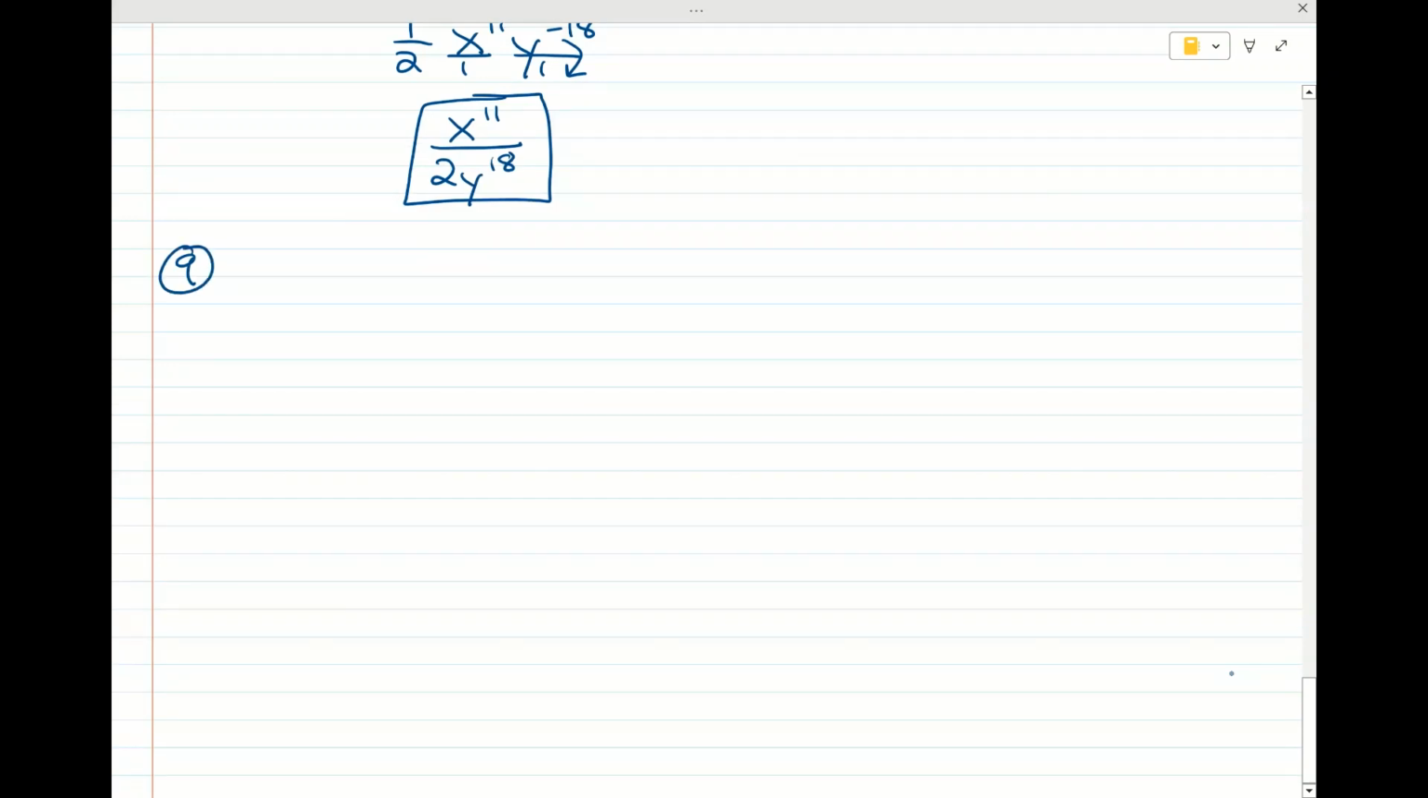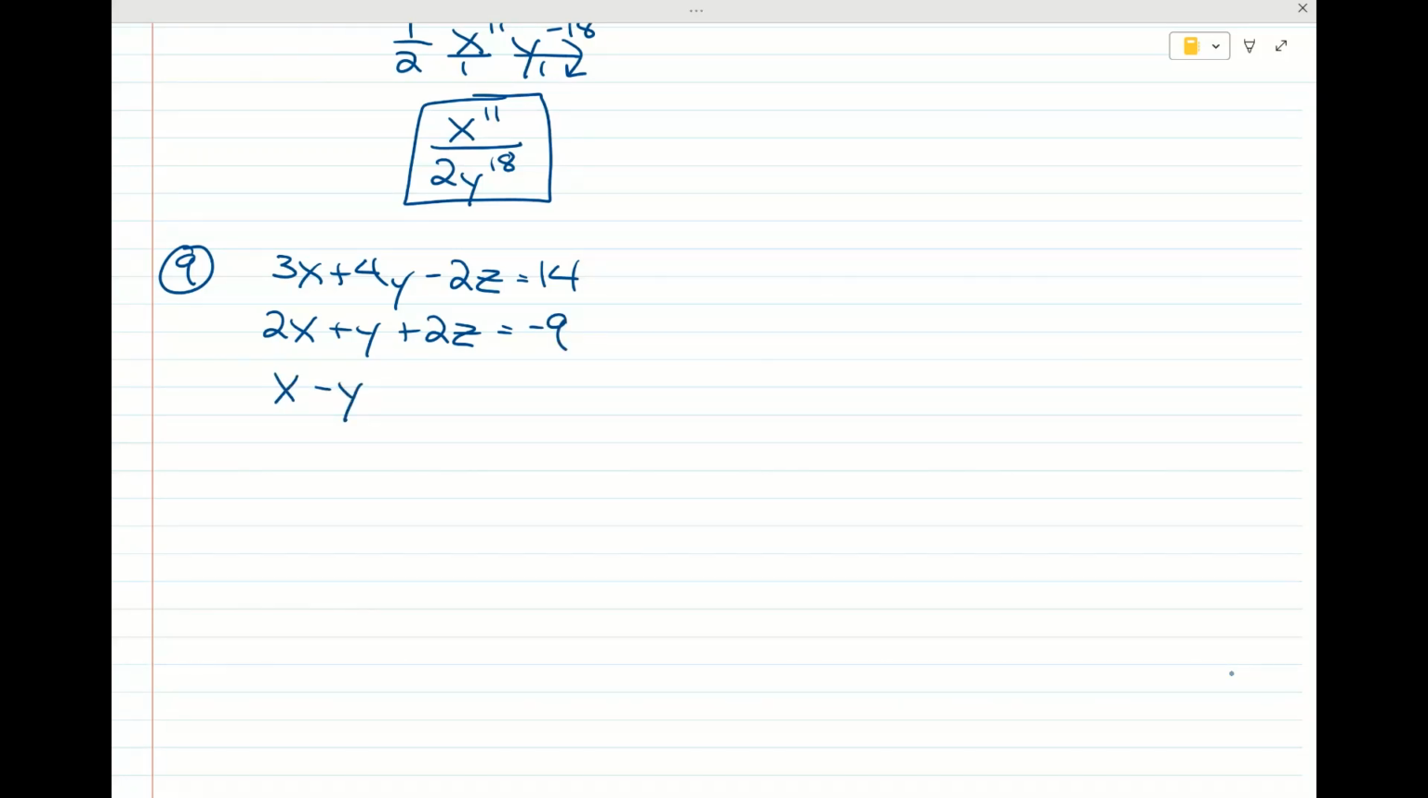Problem number 9, we have a system of 3 variables. So we have 3x plus 4y minus 2z is equal to 14. 2x plus y plus 2z is equal to negative 9. X minus y plus z is equal to negative 9. Now the idea with systems with 3 variables is we want to go from 3 equations to 2 to 1.